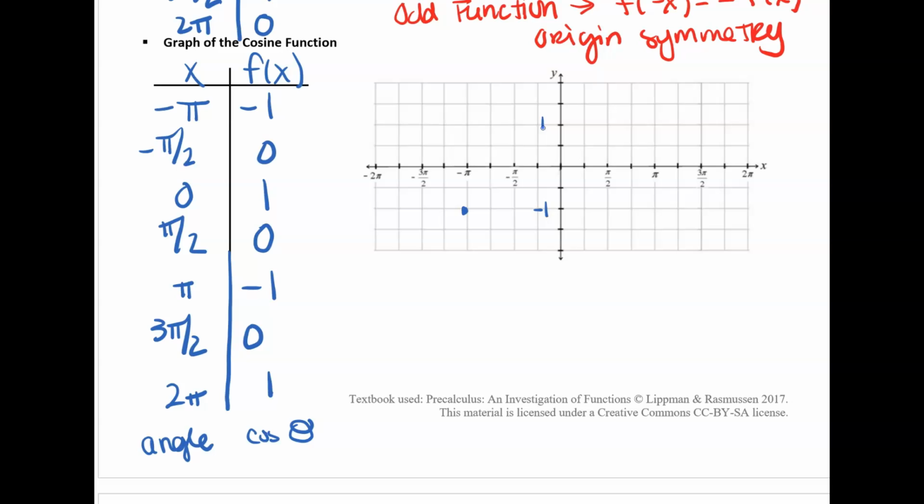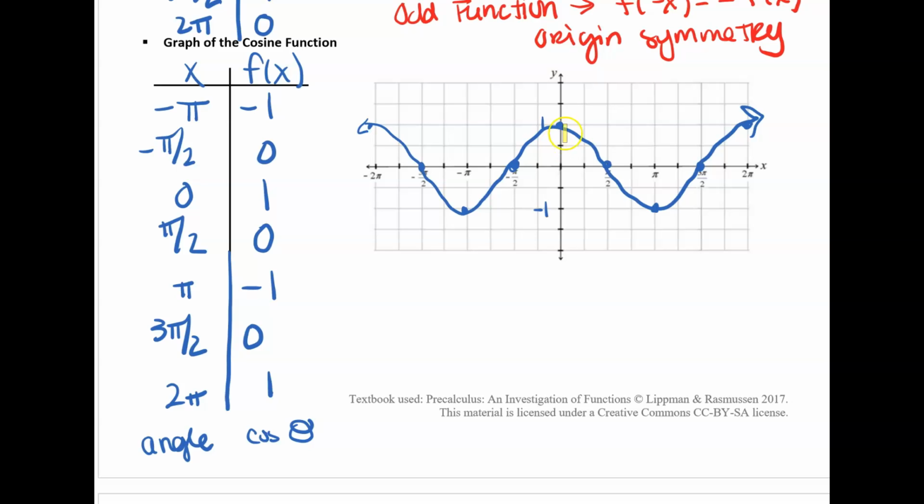We can see at negative pi over 2, it's at 0. At 0, it's at 1. At pi over 2, we're at 0. Then at pi, we're at negative 1. 3 pi over 2, we're at 0. And at 2 pi, we're up here at 1. And the same can be true as we move across over here. So let's connect that line. That gives us a curve. It looks something like this. So you can see it's real similar to what was going on with our sine graph. It's just been shifted over a little bit.